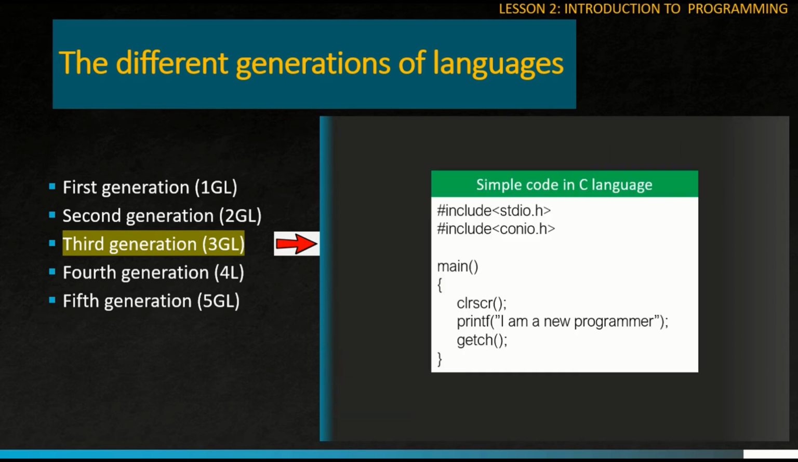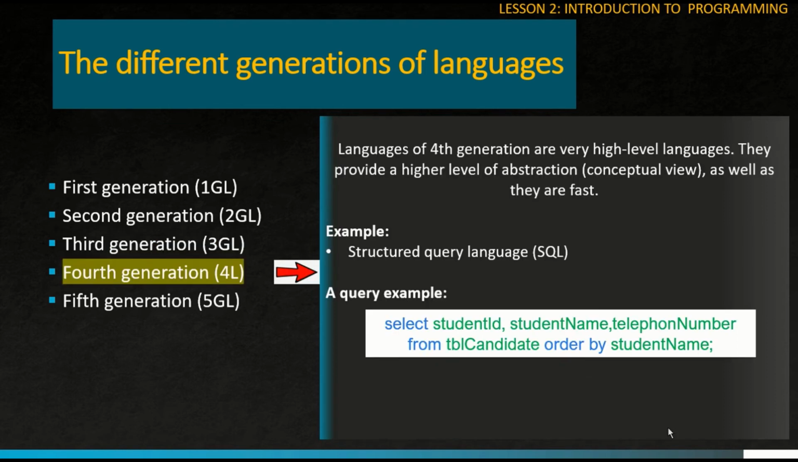In the figure, you can see a simple C language code. This code will print, "I am a new programmer," on the screen. Here, in this code you can find English words, like include, and commands, like clrscr, for clear screen, printf, for printing on the screen, and getch, for getting a character from the keyboard. We will use the C# programming language, and now you better know that C# is a high-level language and belongs to third generation.